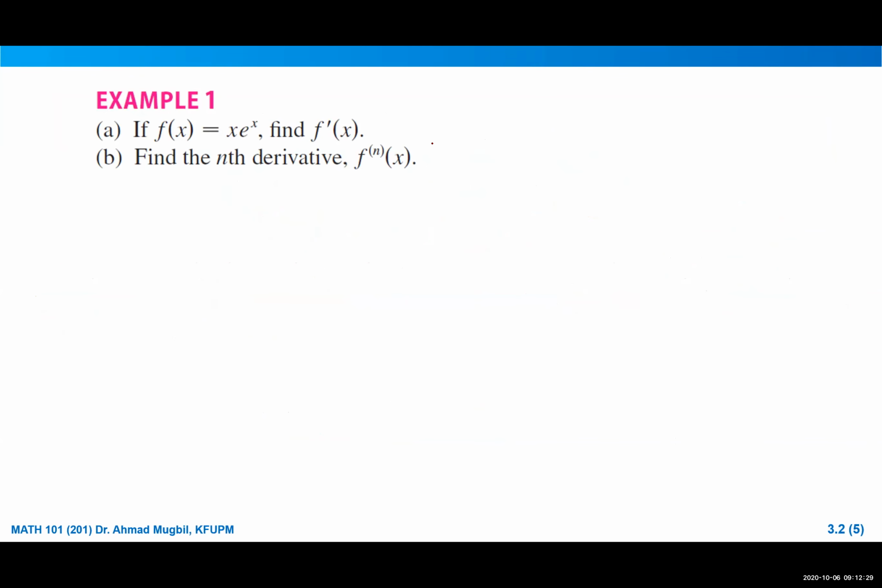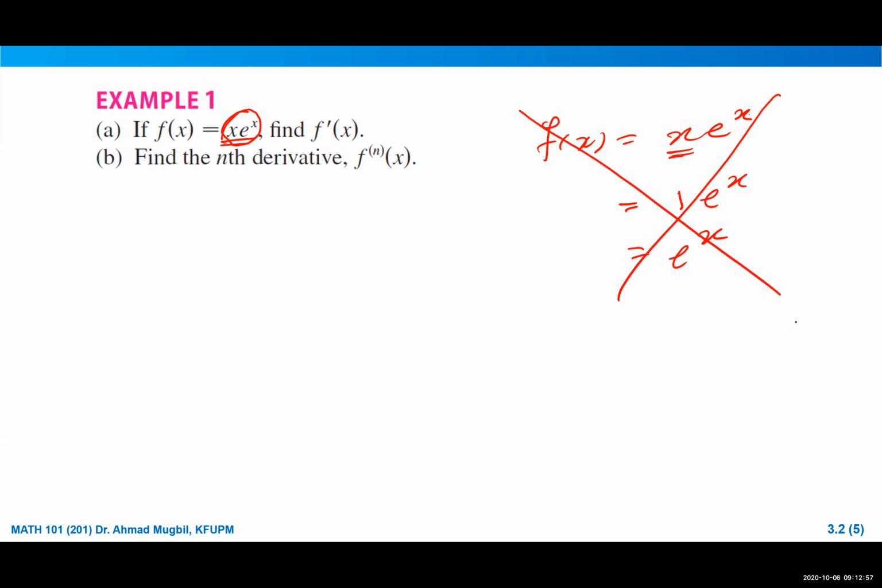Example 1. We have here x times e to the power x. Find the first derivative. What will be the first derivative? You can notice that we have a product of two functions. It is a common mistake, guys. X e to the power x. Some of you said the derivative of x is 1, the derivative of e to the power x is e to the power x, so the result is e to the power x. Is that correct? No, we cannot distribute. We have a product now, a product of two functions.